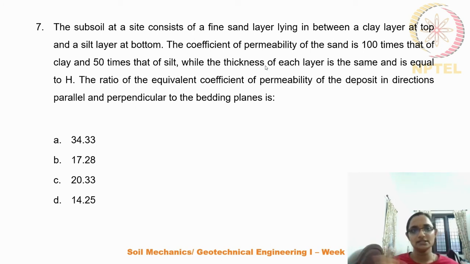But their coefficient of permeability is different, such that the coefficient of permeability of the middle layer, that is the sand layer, is 100 times that of the clay layer and 50 times that of the silt layer. Then the ratio of equivalent coefficient of permeability of the deposit in directions parallel and perpendicular to bedding planes. That is, we are asked to find Kh by Kv, the ratio of equivalent coefficient of permeability of the deposit in parallel and perpendicular directions.